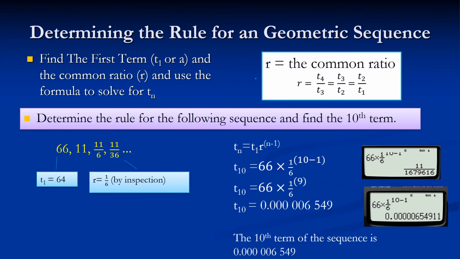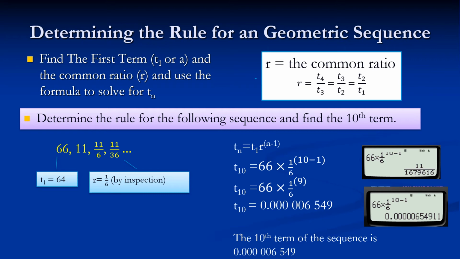Okay, let's have a look at determining the rule of a geometric sequence. So what we need to do is find the first term. We'll call it T1. Your textbook will call it A, and then the common ratio, and use it for the formula to solve for the term number. Now, I'm sticking with T1 just because your syllabus has been calling it T1. So when you come to do this in assessment, I'll get you to keep it as T1. Okay, so we need to determine the rule for the following sequence and find the 10th term. So let's look at the common ratio first of all.